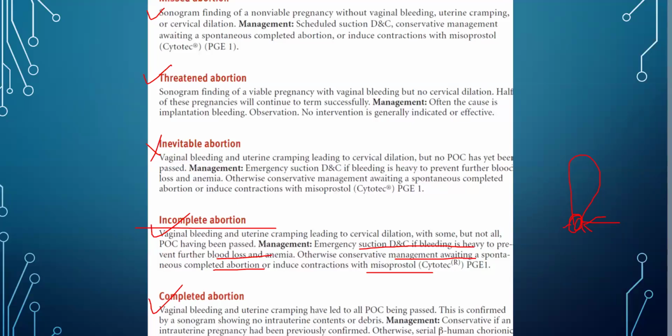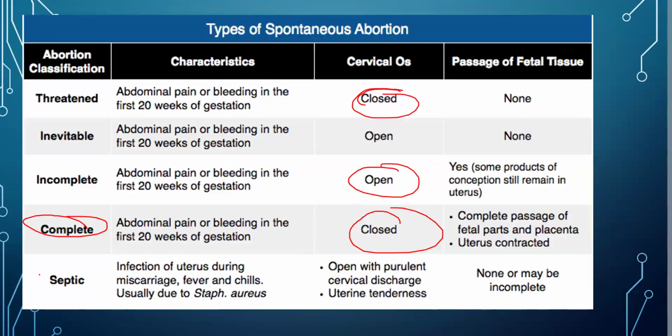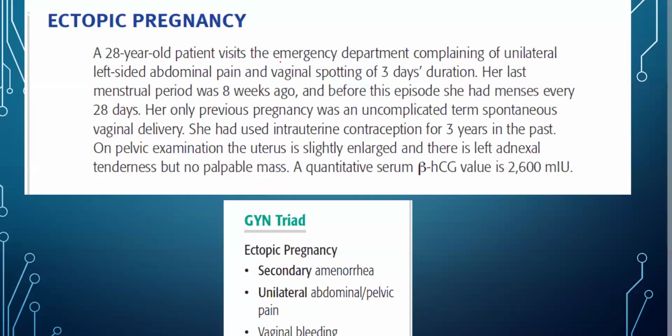So in that case, definitely two things can be done. You can do an elective suction D&C, or you can do conservative management, awaiting complete abortion, or you can even induce contraction with misoprostol. Okay, so that's basically the main ones that come in the exam: missed miscarriage, threatened, incomplete, and complete. Septic miscarriage is very rare in Australia, it doesn't come. Inevitable doesn't come.